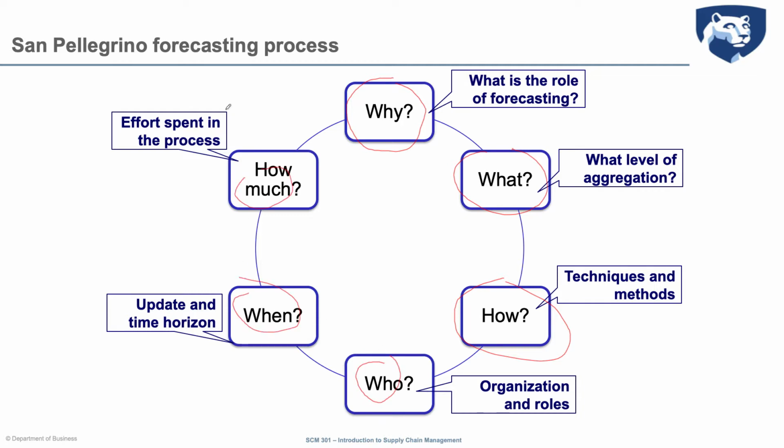So when you are asked to characterize the demand forecasting or demand planning process, you need to define the why, the what, the how, the who, the when, and the how much, which means defining the role of forecasting for the company, characterize the level of aggregation, explain some technical method, identify the organization and the roles involved in that, how many times the process is carried on during a year, and the effort spent in the process.